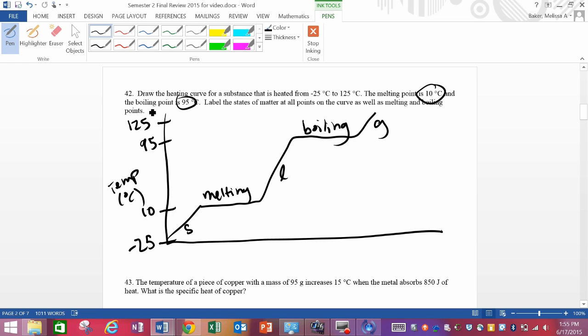The states of matter during the phase change, this is both a solid and a liquid. Similarly, during boiling, this is both a liquid and a gas.